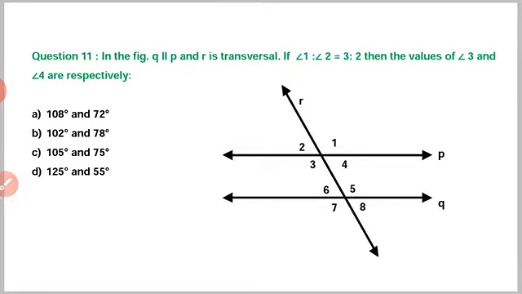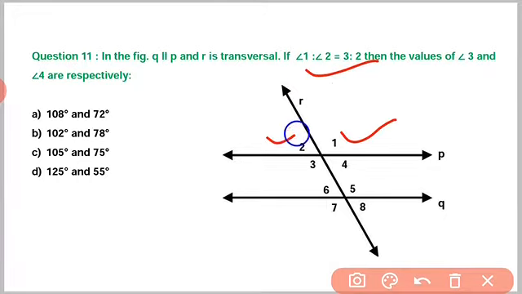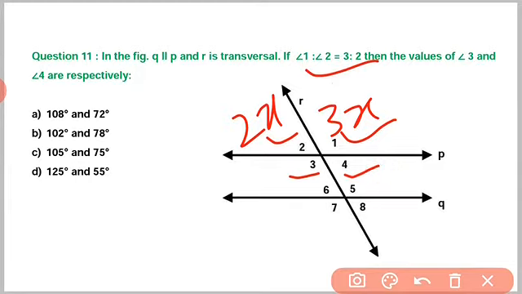In question number 11, it is given that the ratio of angle 1 and angle 2 is 3:2, means that angle 1 will be 3x and angle 2 will be 2x. We need to find the values of angle 3 and angle 4 respectively. Now we see that angle 1 and angle 2 form a linear pair, so these two add up and give 180 degree. So 5x is equal to 180 degree.